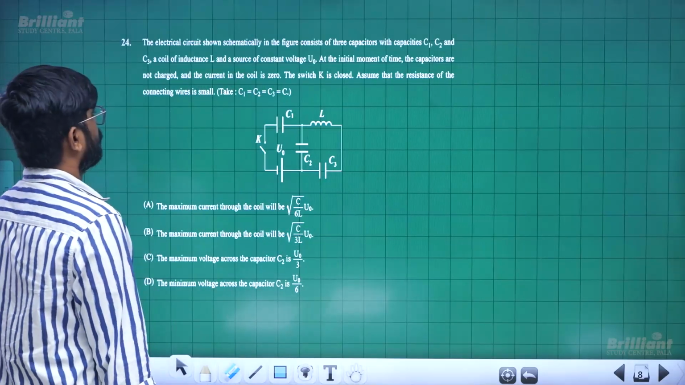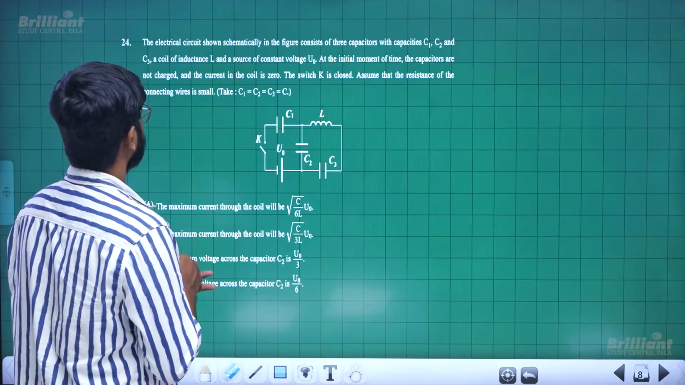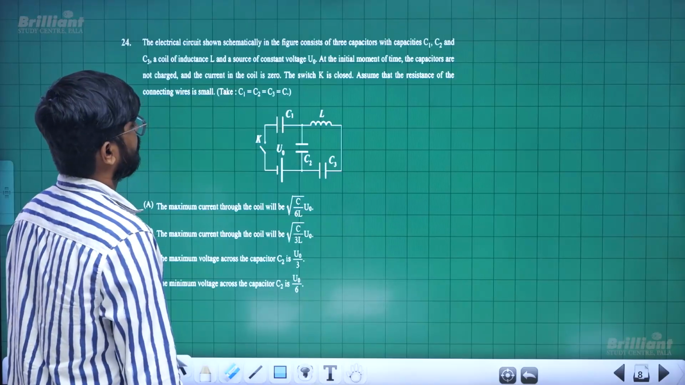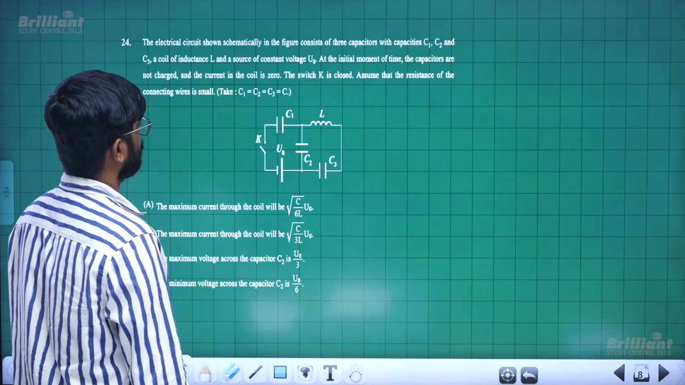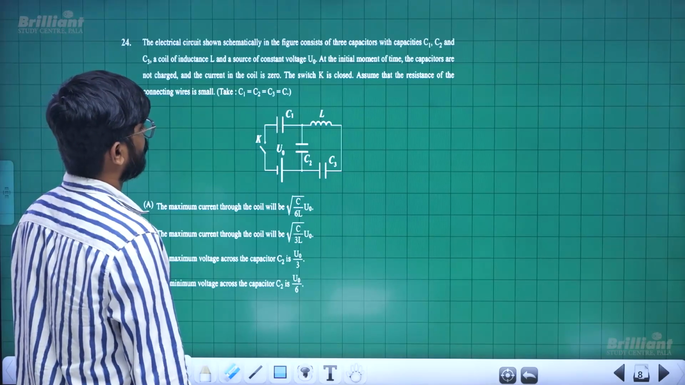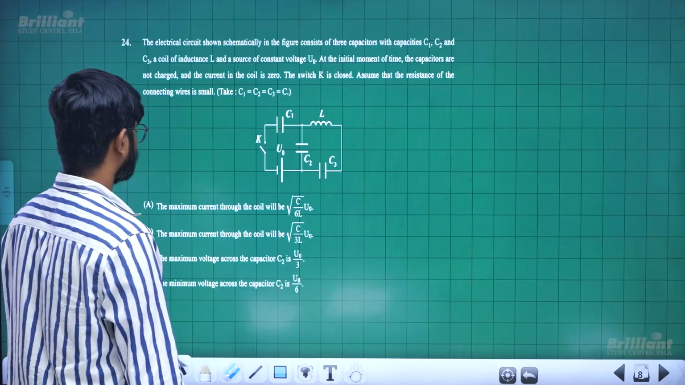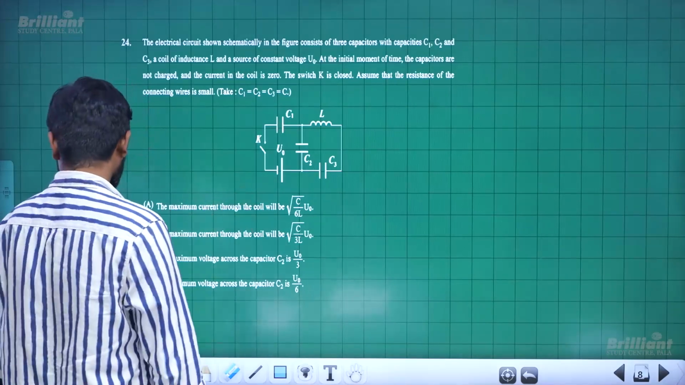The electrical circuit shown schematically in the figure consists of 3 capacitors C1, C2, C3, a coil of inductance L and source voltage U0. At the initial moment of time, the capacitors are not charged and the current in the coil is 0. The switch K is closed. Assume that the resistance of connecting wires is small. Maximum current through the coil, voltage across capacitor C2.